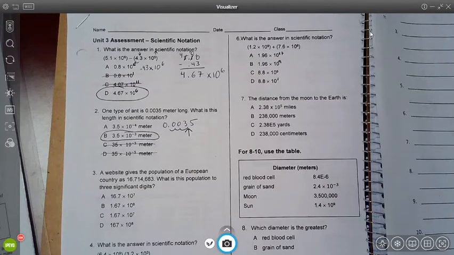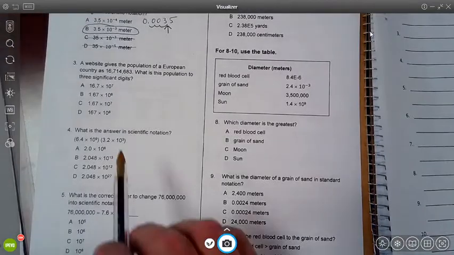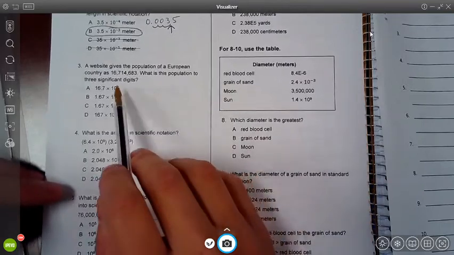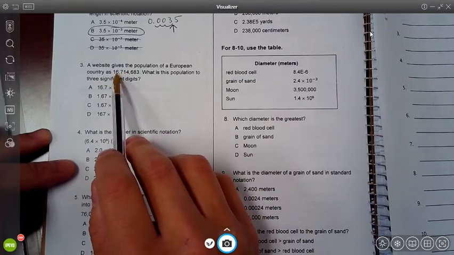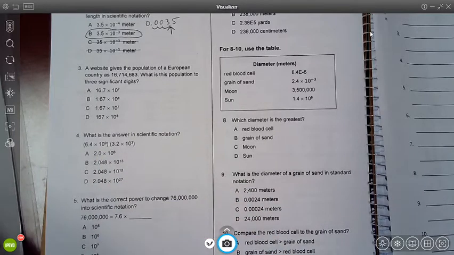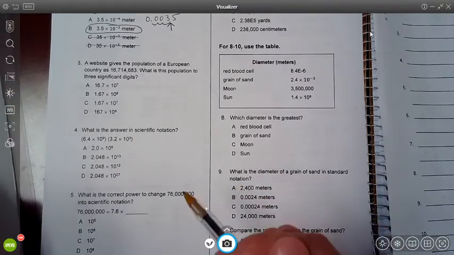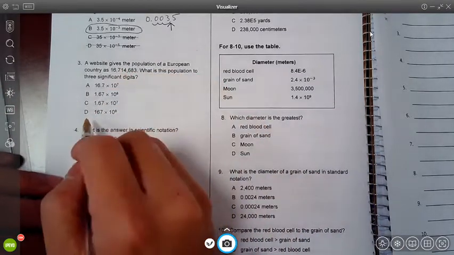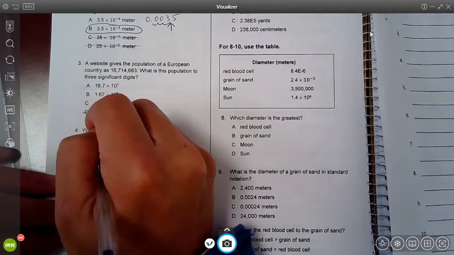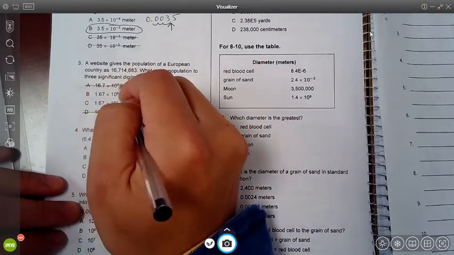All right, let's take a look at number 3. A website gives the population of Europe as 16,700,000. What is the population to 3 significant figures? So you want the 1, 6, and 7, which they have here in your answer. Well, we want this in scientific notation. So look at D. 167 is not between 1 and 10. We're going to cross that out. 16.7 is not between 1 and 10. We're going to cross it out.